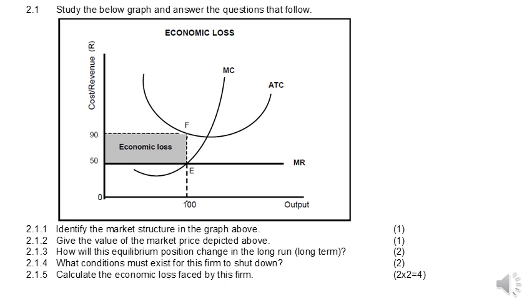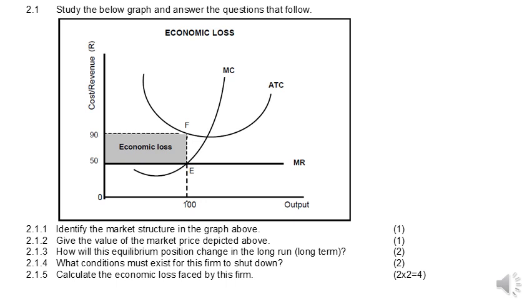Moving on to the next question, how will this equilibrium position change in the long run? Remember, perfect markets in the long run will only make normal profit. So what will happen here is firms that are making this economic loss will start to shut down, which means our supply will decrease, and the market price will increase up to a point where eventually, in the long run, all the firms are making a normal profit.